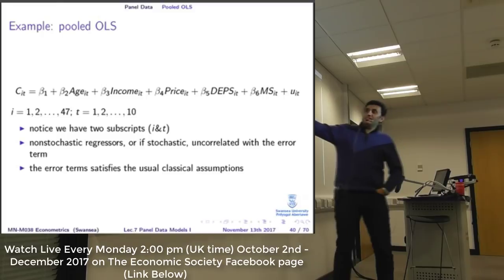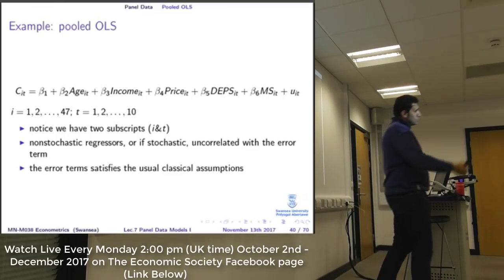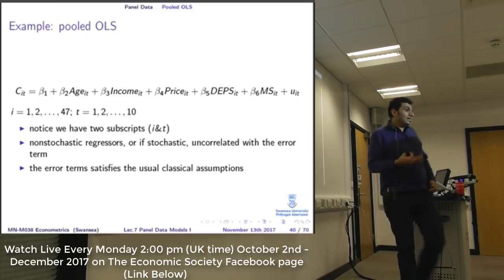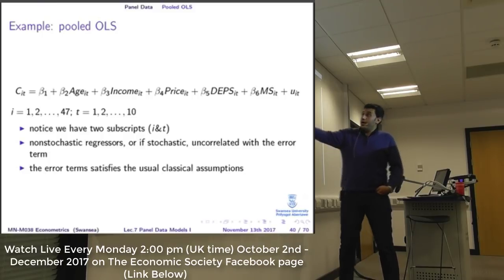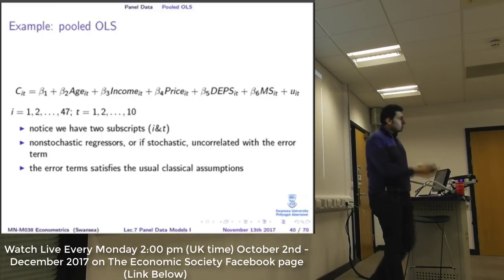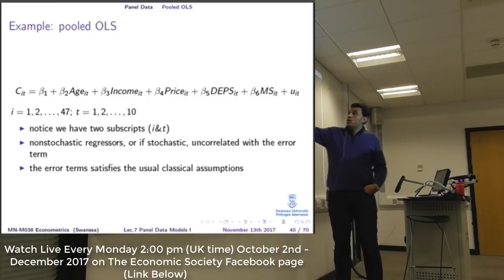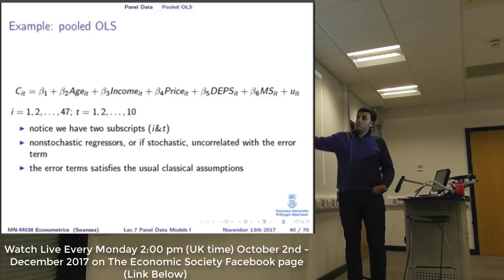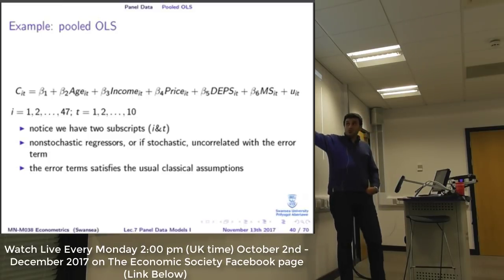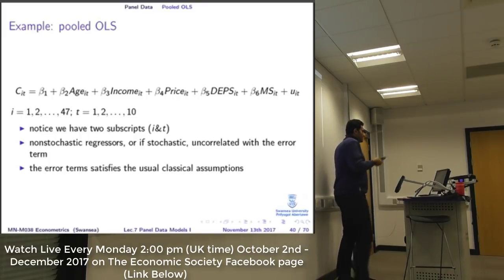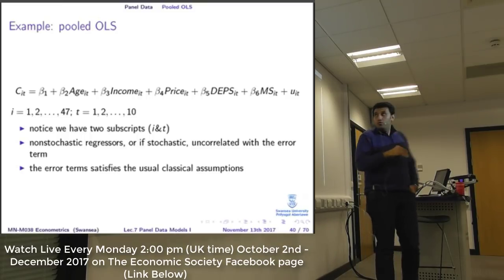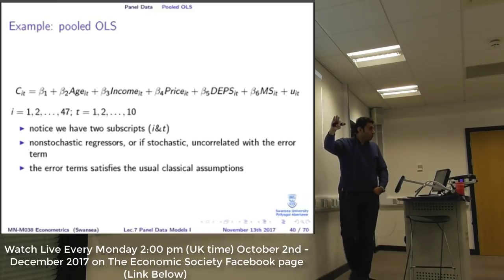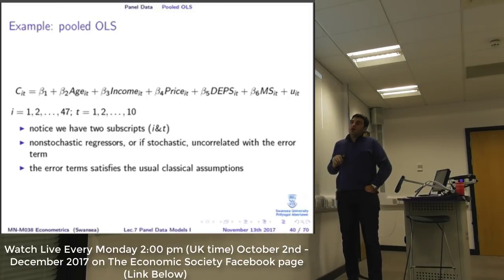Positive. So if you are more than 64, you're likely to give more to charity, and that sounds true. The same with income. So if you have more income, that means you would pay more in terms of charity. As I said, price is the opportunity cost, because this is not the marginal tax rate. It's 1 minus the marginal tax rate. So if the marginal tax rate increases, that means the opportunity cost of giving charity will be lower. That means you're likely to give more. So we would expect beta 4 to be positive.